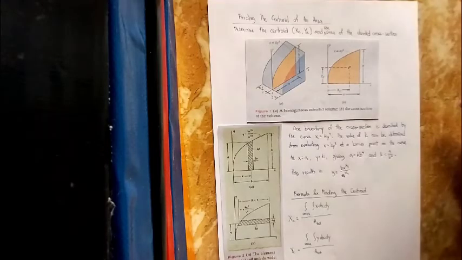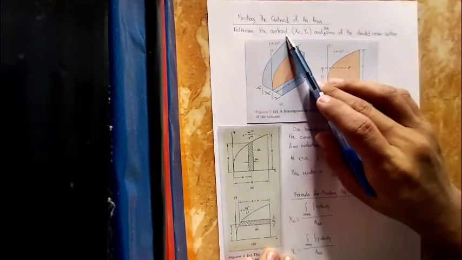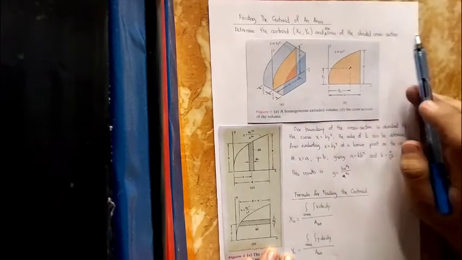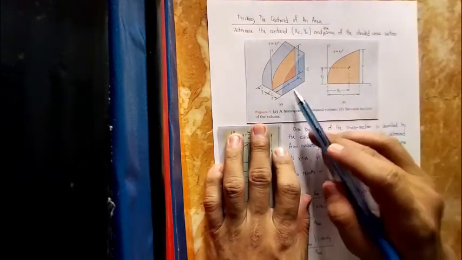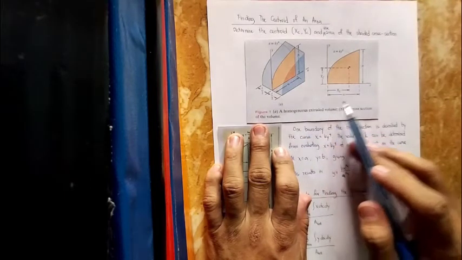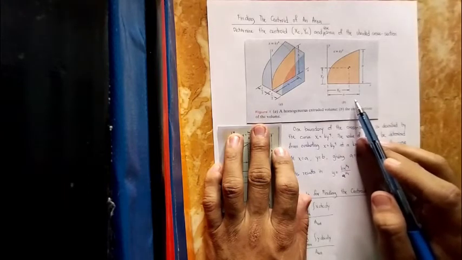Ang second problem na i-solve natin is about finding the centroid of an area. The question is, determine the centroid and the area of the shaded cross-section. Dito sa figure, makikita natin ito yung homogeneous extruded volume. At itong letter B, ito yung cross-section of the volume.